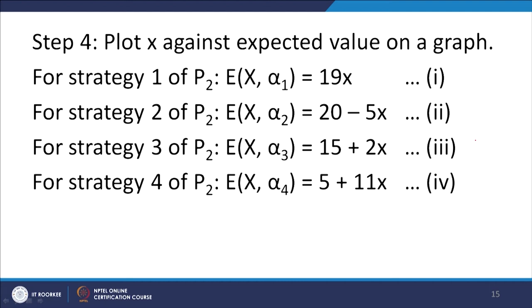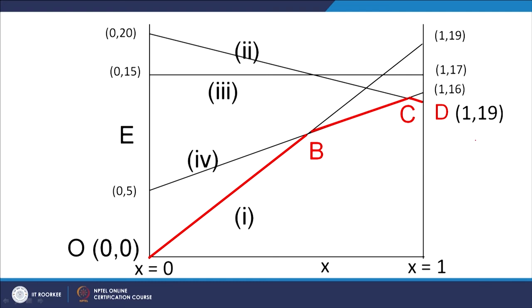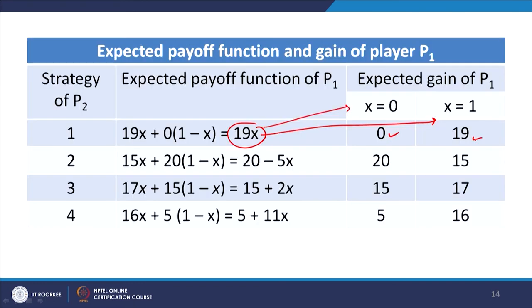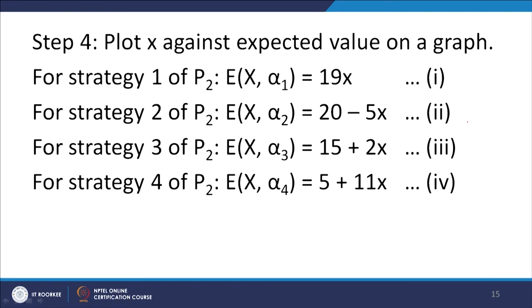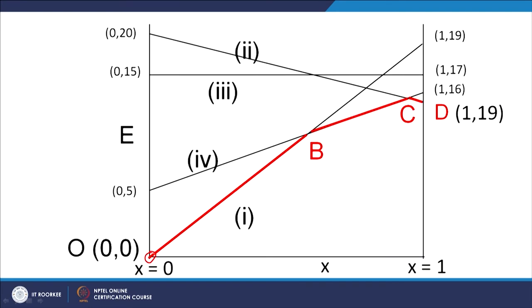Now, we will plot this on the two dimensional graph like this. Now, you find that this x is equal to 0 and x is equal to 1. On the x axis you have x, and on the y axis you have expected value. So, this first value corresponds to 0, 0, and the second value corresponds to 1, 19, and this is what has been shown here in this graph. So, at x equal to 0 it is 0, and at 1 it is 19.